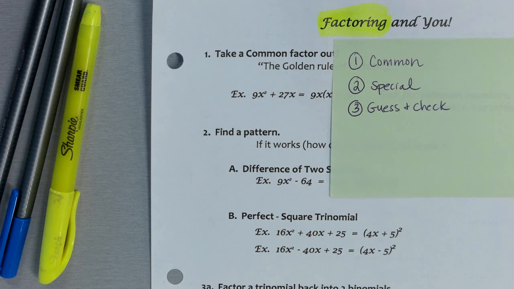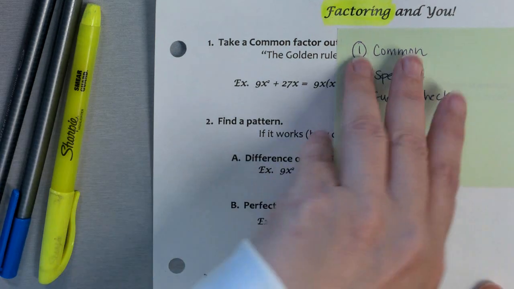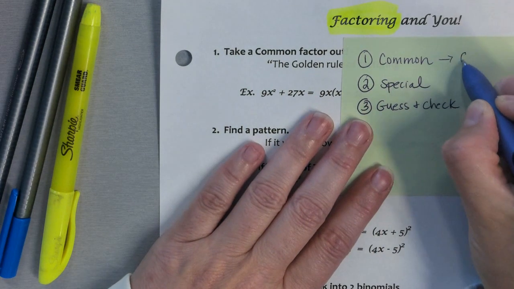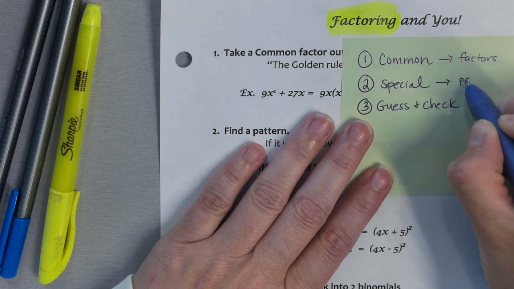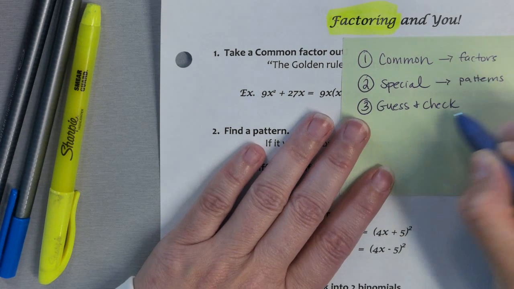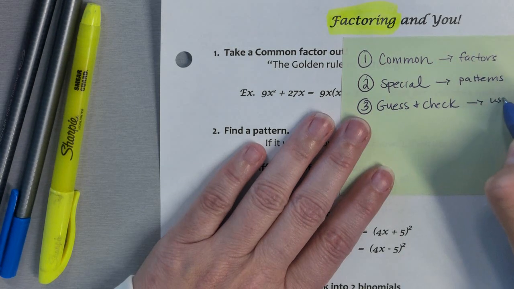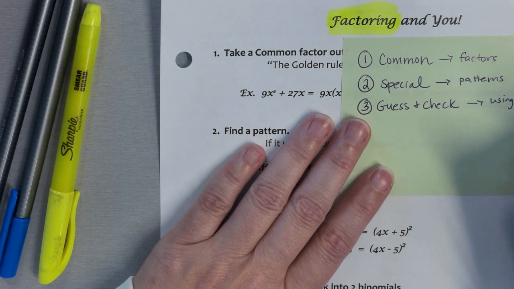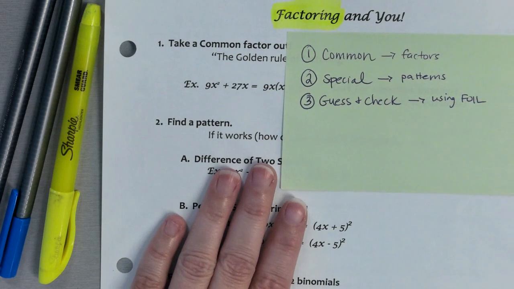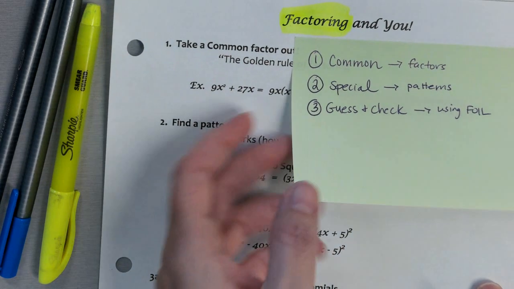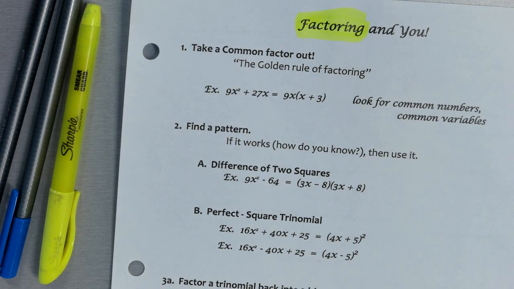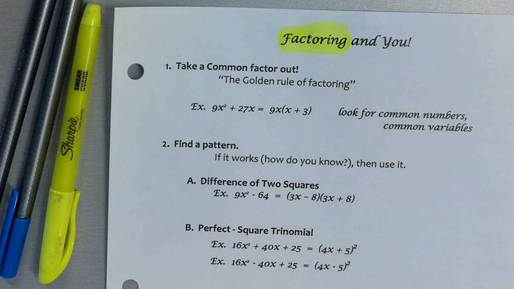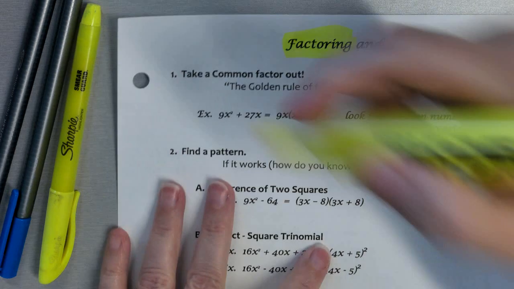Sound good? Alright, so the common is going to be, in terms of factoring, common factors. The special for factoring are going to be patterns, and you guess and check using FOIL. Right? Bada bing, bada boom. So that's factoring in a condensed method. So now we're going to do some examples, keeping those in mind. So the first thing we're going to do is take out a common factor.